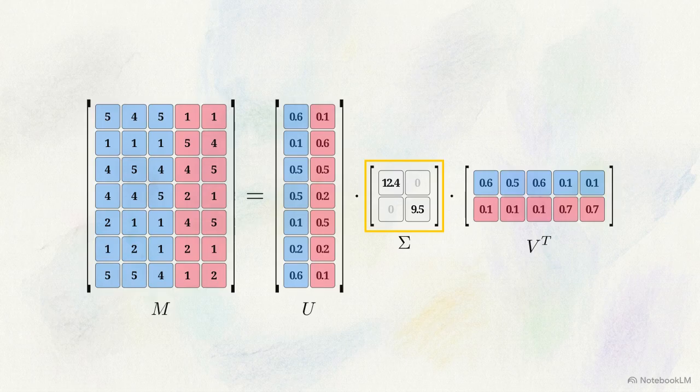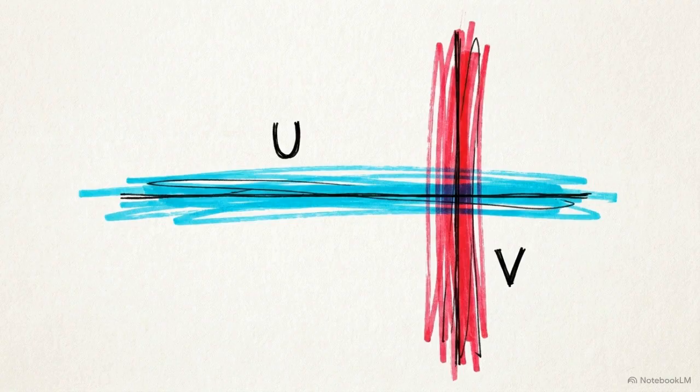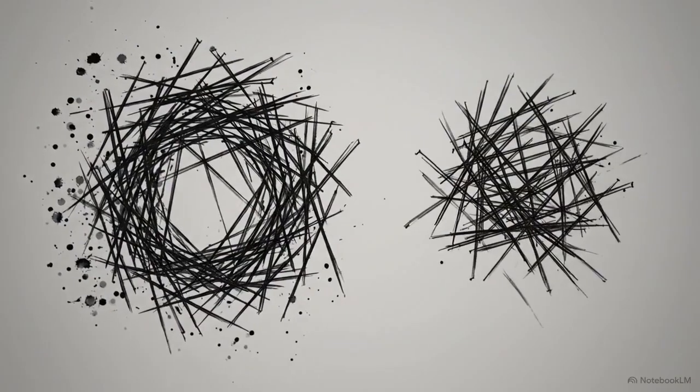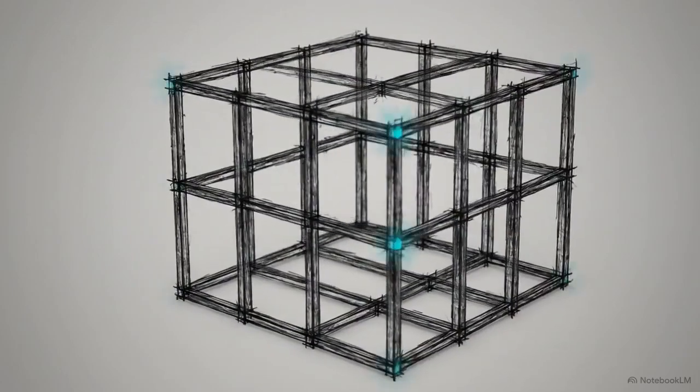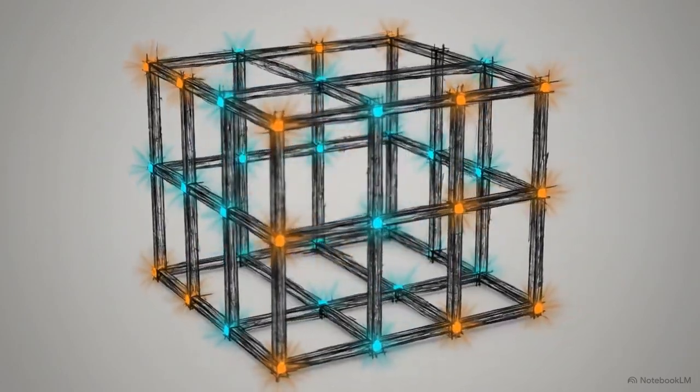Sitting between them is the sigma matrix. It consists entirely of zeros except for a diagonal line of numbers. These are the singular values, and they dictate the mathematical weight or strength of each discovered concept based on how much data supports it. For the equation to remain perfectly balanced, SVD enforces a strict geometric constraint. The columns of U and the rows of V must be orthonormal. They operate as independent unit vectors, completely distinct from one another.